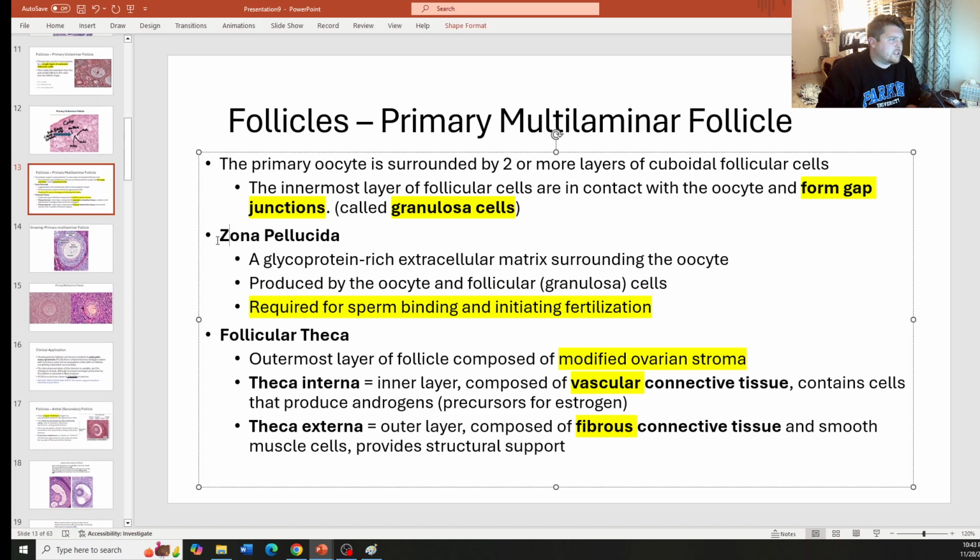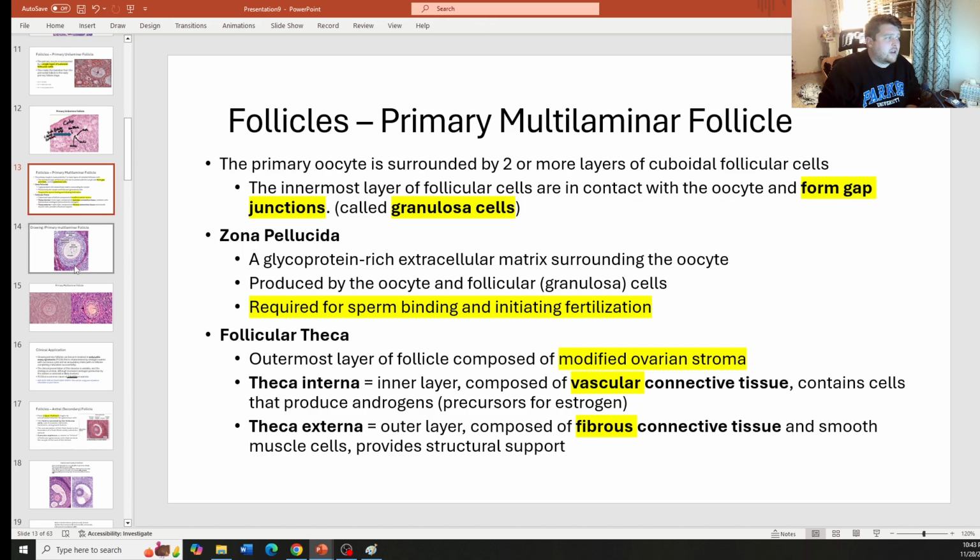There's also a region called the zona pellucida. This is a glycoprotein-rich extracellular matrix that surrounds the oocyte. And it is required, it's produced by the oocyte as well as those granulosa cells, and it's required for sperm binding and initiating the fertilization process.